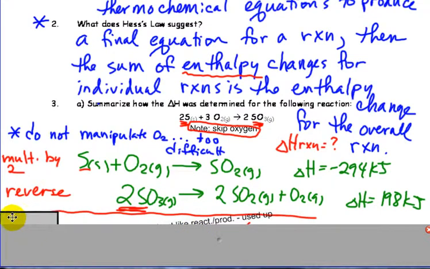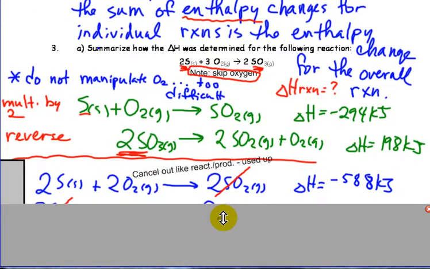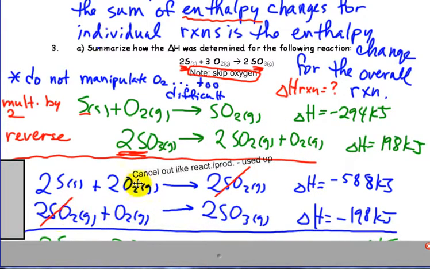Okay? So if I do those 2 manipulations here, first we'll multiply this equation by 2. So if I do that, I'll get 2 S's, 2 O2s, 2 SO2, and negative 294 multiplied by 2, negative 588. And that second equation, reversing it, so these are the reactants. There you see them. And the 2SO3 will be a product, so I need for it to be on the product side. The positive 198 changes to a negative 198. So there I have those equations manipulated.